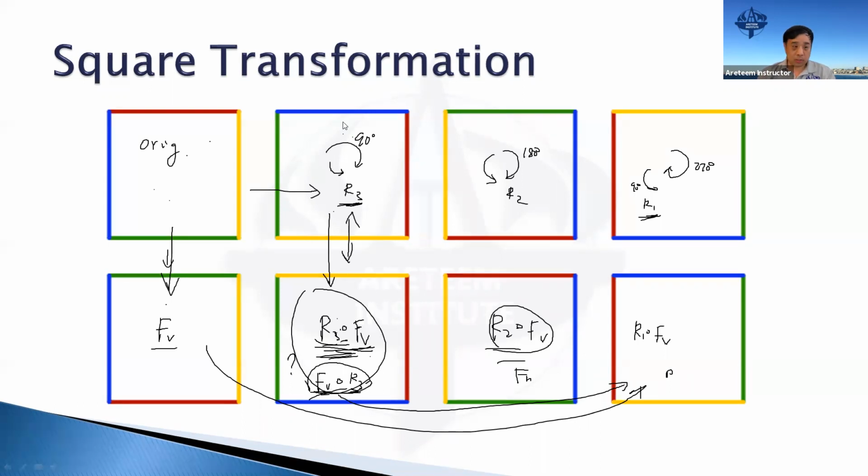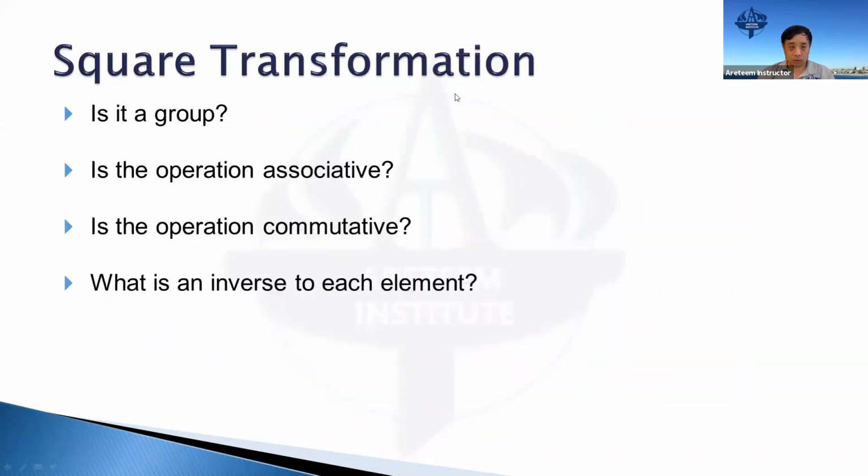Let me see the time. The time is up, so let me show you what I prepared to do next. The answer here is that it is a group. It's associative but not commutative, and inverses exist. It is a group.